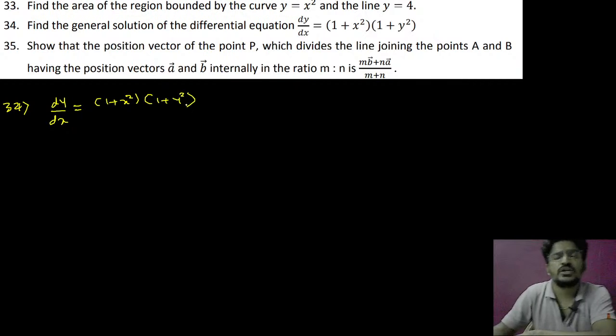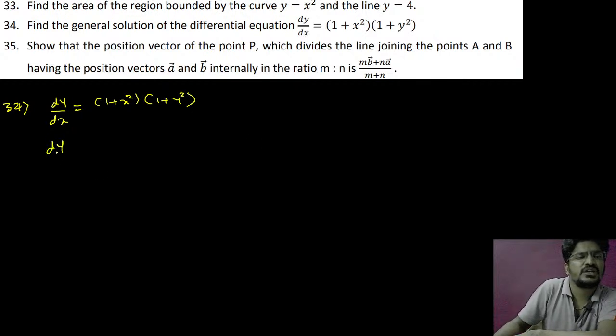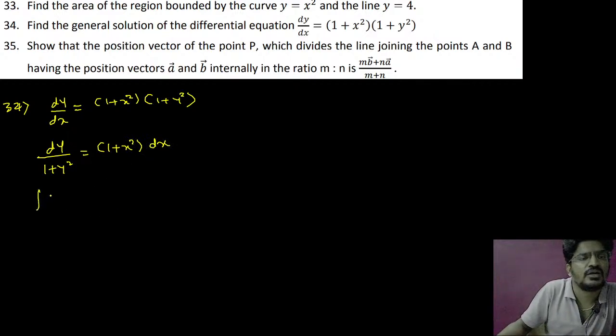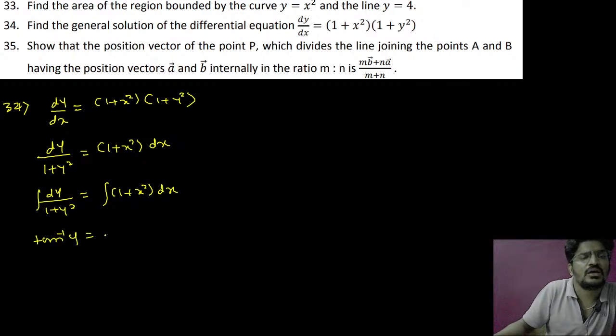One plus x square into 1 plus y square. So that is dy by 1 plus y square equals 1 plus x square into dx. So now integration on both sides. Integration of dy divided by 1 plus y square, integration of 1 plus x square into dx, that is tan inverse of y, here x plus x cube by 3 plus c.